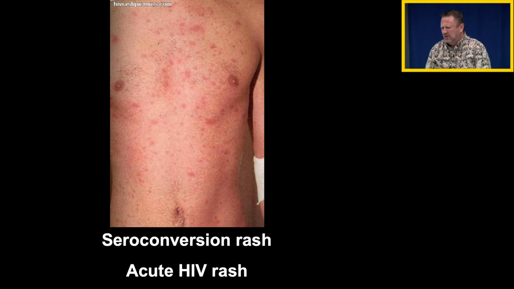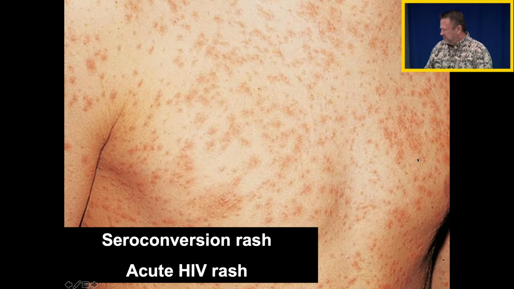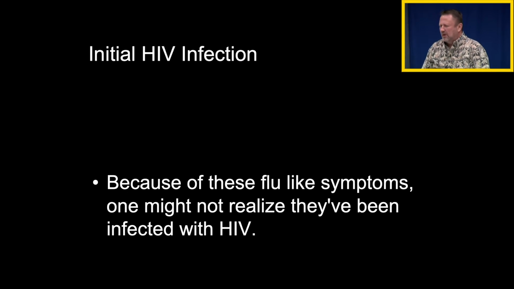This is an acute HIV rash, a seroconversion rash, and it's pretty clearly demarcated. It's mostly on the chest, the trunk, and the arms when you look at pictures of this. So be on the lookout for this. This is a seroconversion rash, an acute HIV rash. Well, many times because of this early infection and these flu-like symptoms, they won't realize they've been infected with HIV. Maybe they'll think it's due to something else.